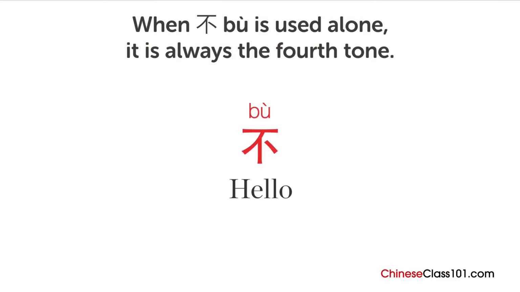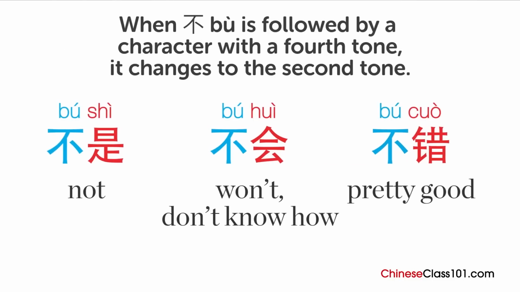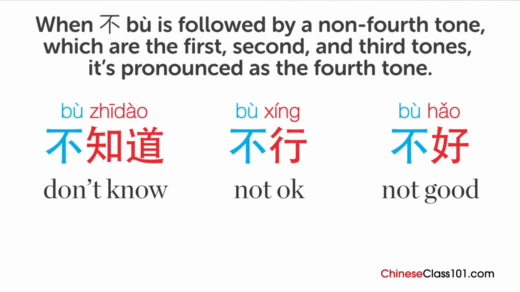When bu is used alone, it's always the fourth tone, bu. When bu is followed by a character with a fourth tone, it changes to the second tone, bu. For example, 不是, 不会, 不错. When bu is followed by a non-fourth tone, which are the first, second, and third tones, it's pronounced as the fourth tone, as in 不知道, 不行, 不好.